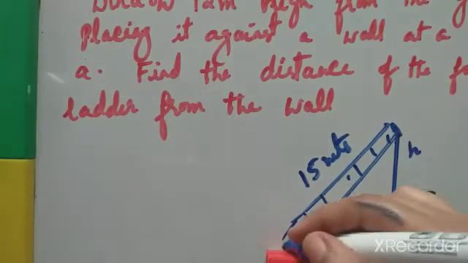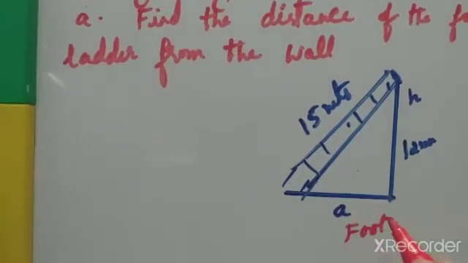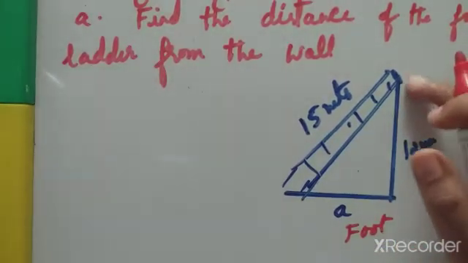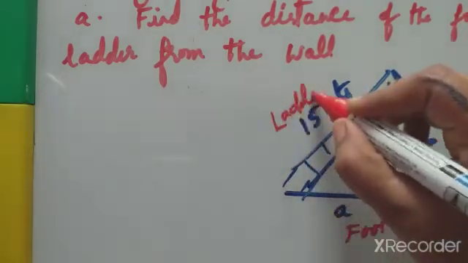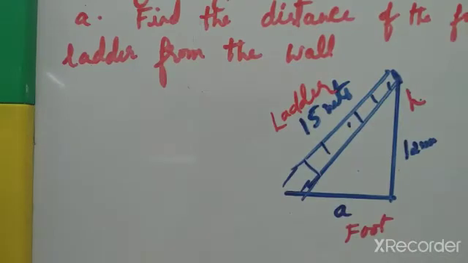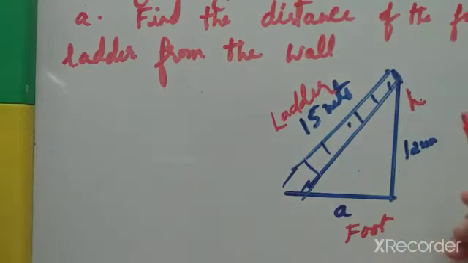Now join this. Now it looks like a right angle triangle and a wall at a distance A. So this is A, the foot. And this is height. This is foot. Okay. And this is the height of the wall. And this is the ladder. So ladder, and this is the height of the wall. Height means always a straight line, 12 meter, and this is from ground, the foot.